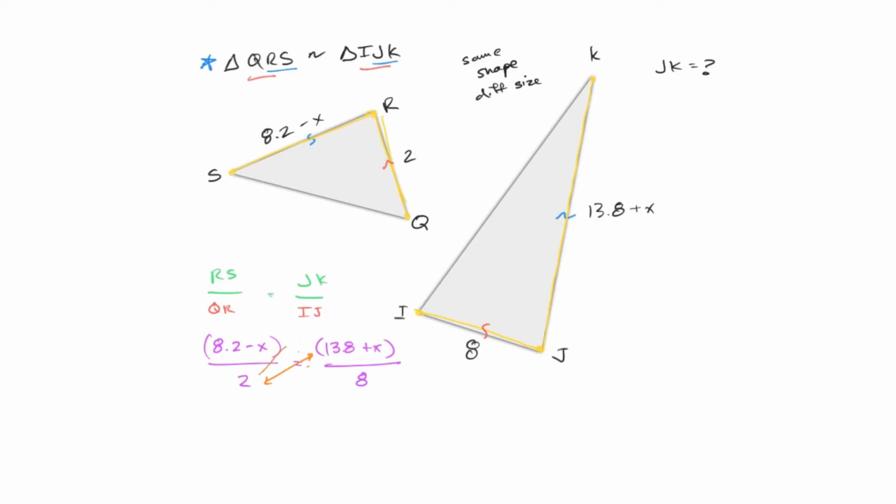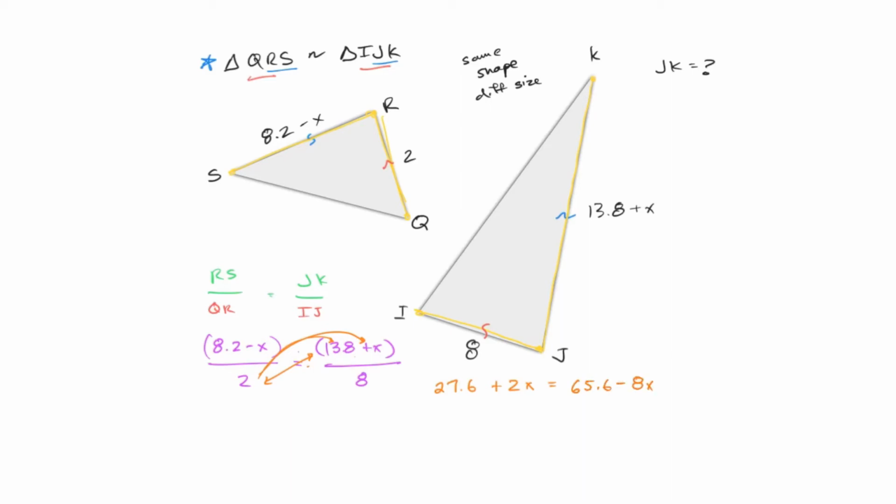You're multiplying the 2 times the 13.8 and the x. So essentially you end up with 27.6 plus 2x. I got that by doing 2 times 13.8 and 2 times x. Now, when you're solving a ratio, you're cross multiplying the 2 diagonally and then again the 8. Again, I use the parentheses to show the distribution of the 8. So the 8 times the 8.2 gives me 65.6 minus the 8x.